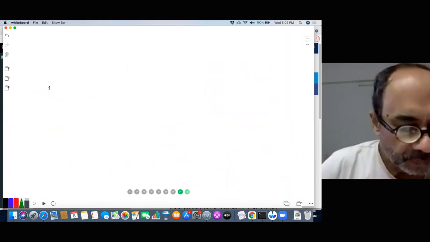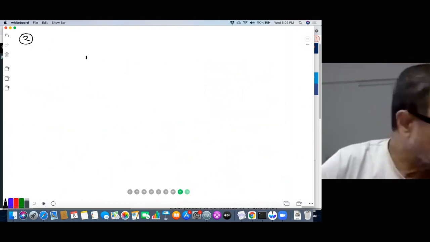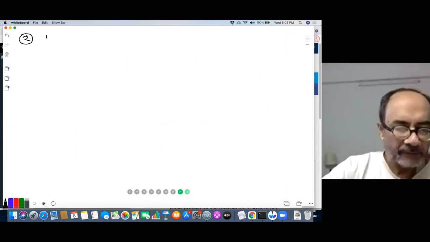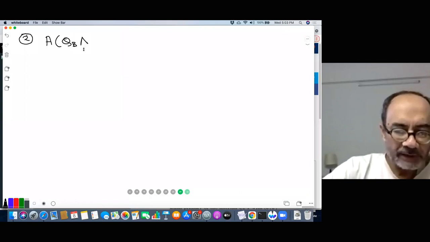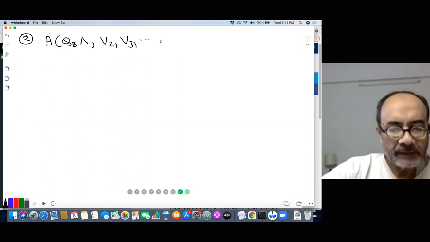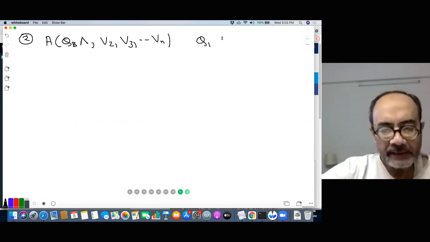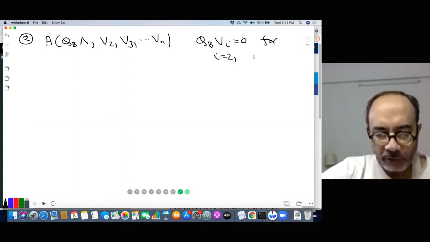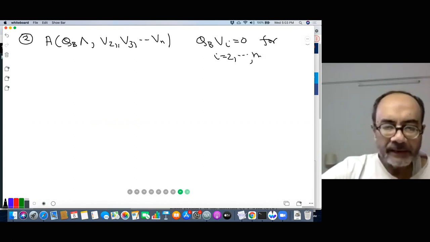The second point that I want to discuss is the decoupling of the unphysical states. So let's consider the following quantity. Suppose the first entry is QB lambda, which we had called a pure gauge state, and then the others are V2, V3 up to Vn, with QB Vi equal to 0 for i equal to 2 to n. So what you're looking at is an amplitude where the first state is pure gauge, and the rest of the states are physical.